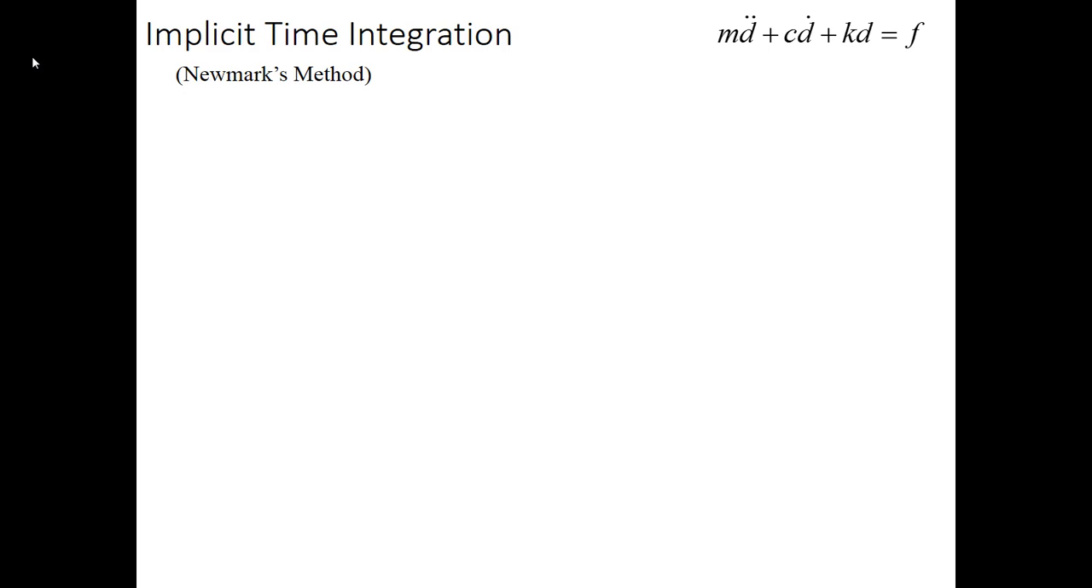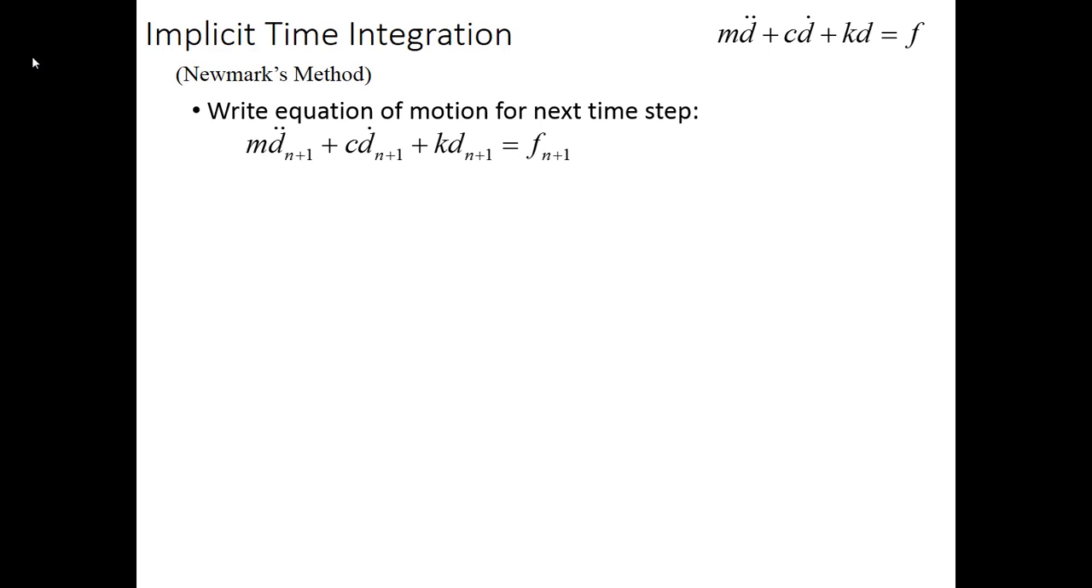For the rest of this video, I'm going to focus on the implicit time integration. So again, we're solving M d double dot plus C d dot plus K d is equal to F. Another term for implicit time integration is Newmark's method. The basic idea is you start out by writing that equation of motion for the next time step. Wherever you are, you want to be projecting forward to the next one. So assuming you're at n, we're trying to see what happens at the n plus 1 time step.